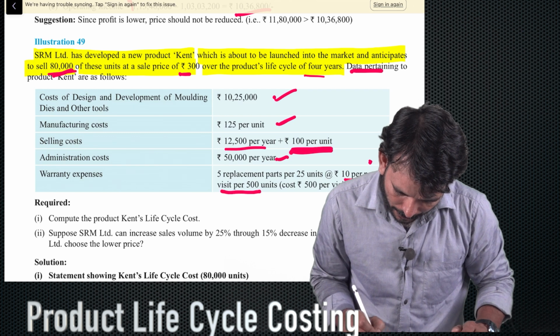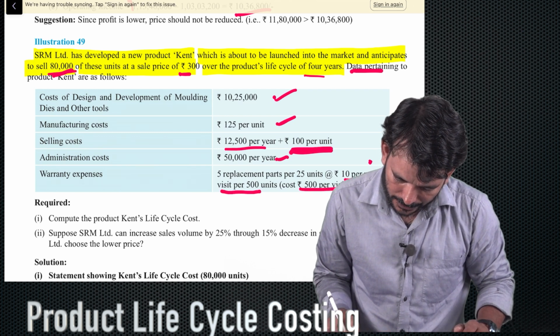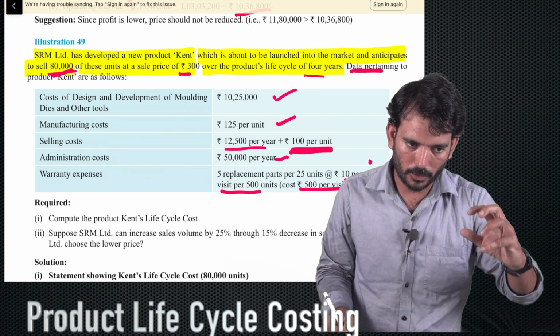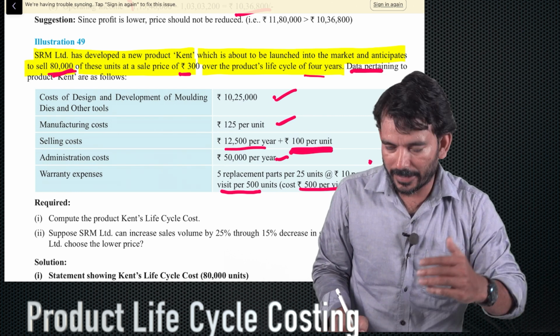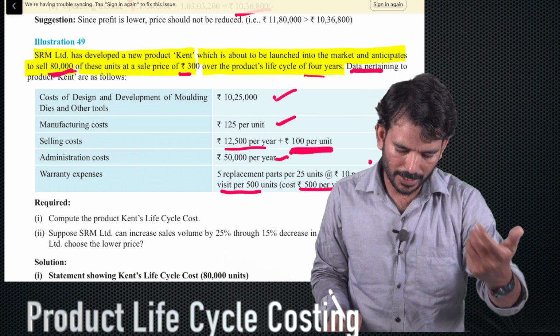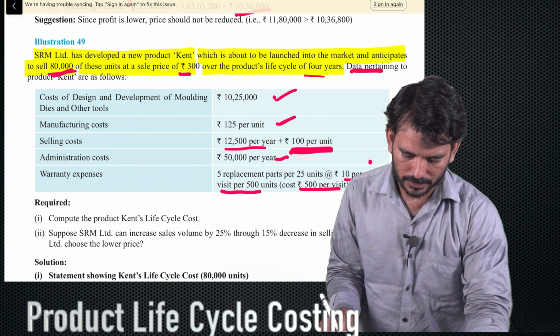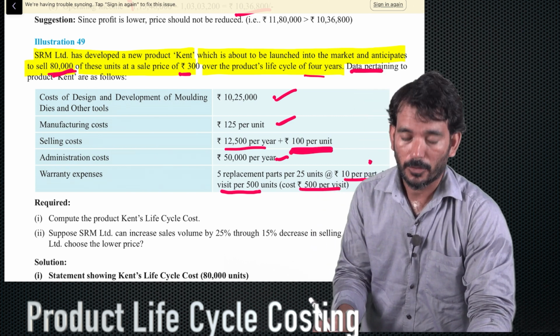One visit per 500 units, cost per visit is 500 rupees, which means that if you do 80,000 divided by 500, you will come to know how many visits we will make. For each visit we will incur 500 rupees, multiplied by 500 will give you the visiting charges, warranty charges also. Okay, so that's a very simple or straightforward question. I would say if it comes, you can bag 4 marks.